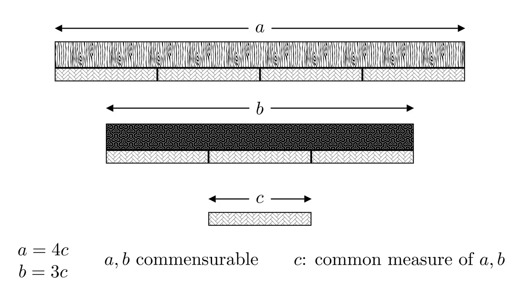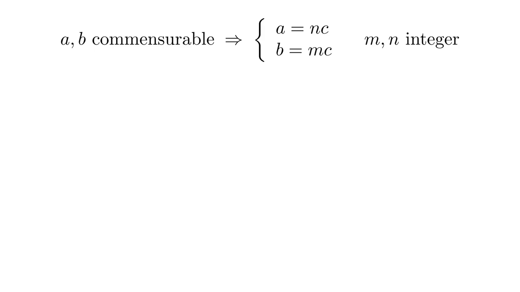To see this, consider two quantities, say two lengths A and B, which have a common measure C and are thus commensurable. This means that C fits perfectly into A an integer number of times, as it does also into B. In more mathematical language, there exist integers n and m, such that A equals n times C and B equals m times C. This means that the ratio of the two quantities, A over B, equals n over m, which is a rational number.